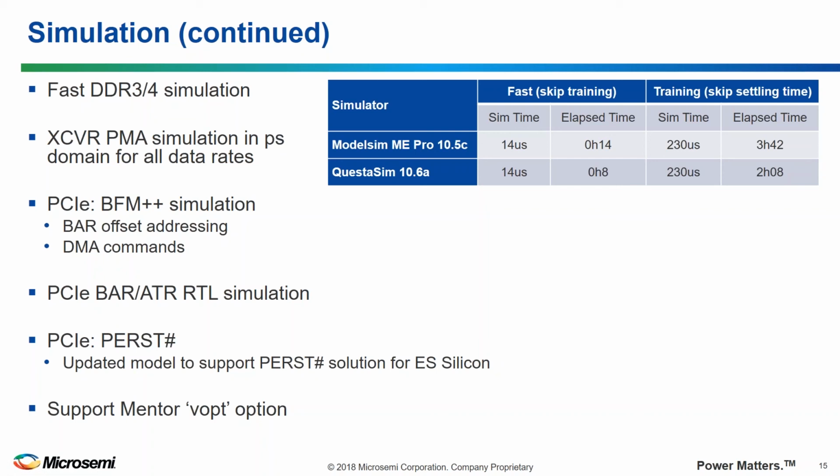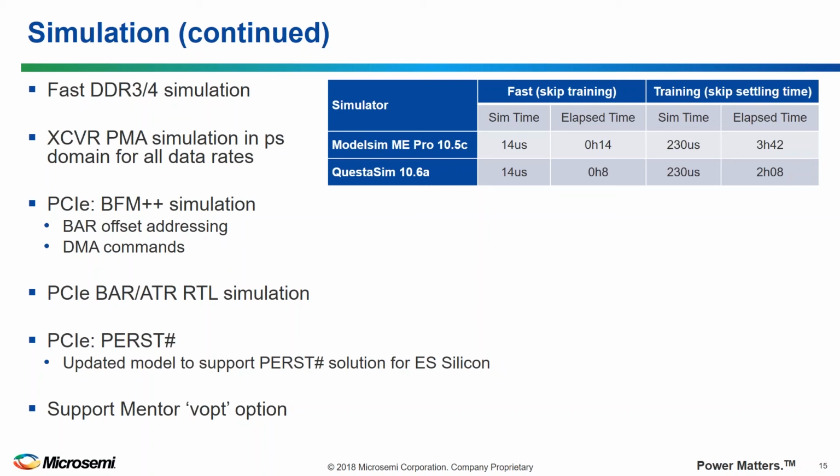We have some other changes in the area of simulation specifically for PolarFire in Libero SoC PolarFire. You can simulate the transceiver PMAs in the picosecond time domain for all the data rates, which is nice. Being able to use picoseconds means that your simulation is going to run much faster than if you had to go to a different resolution like femtoseconds.